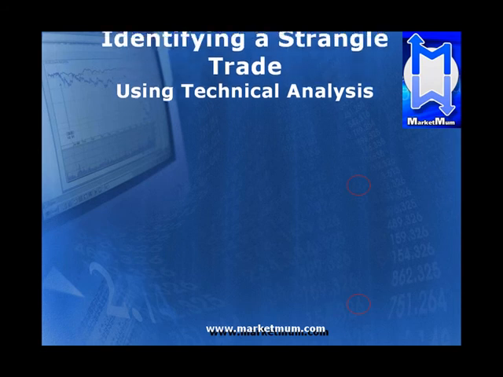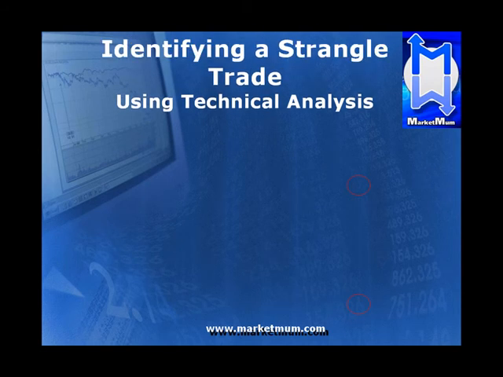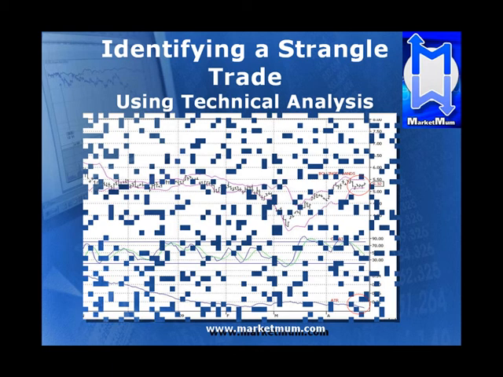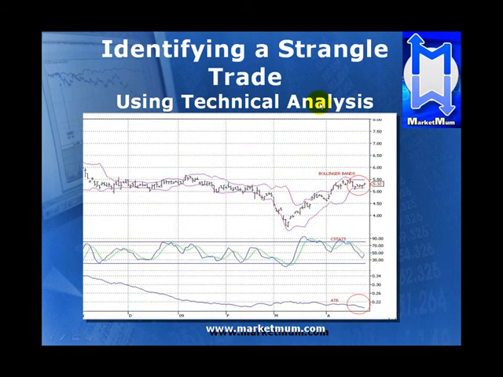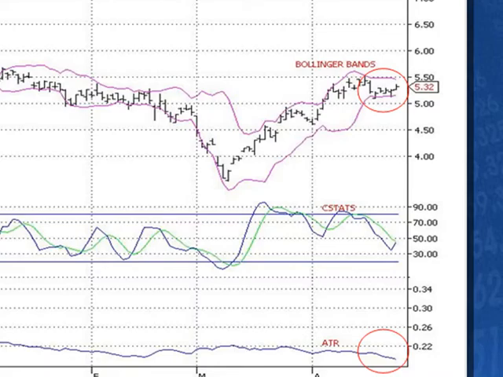What do we got? Identifying a strangle. Okay, I'm going to show you now how to identify a strangle using technical analysis. Now, this is exactly the charts that I look at when I'm doing this strategy. I have pretty much a blank chart with no lines on it or anything because you don't want to get too busy. You'll draw all those in after.